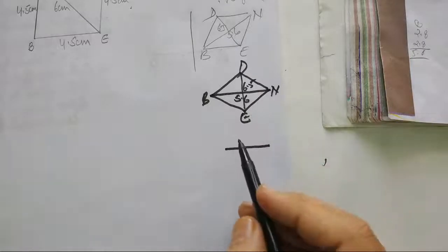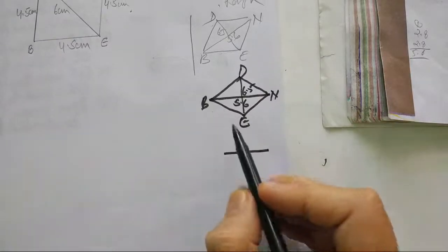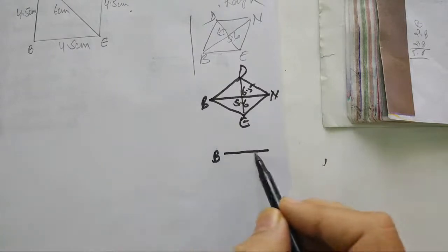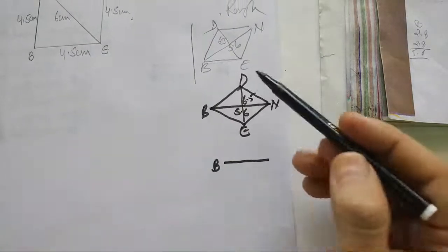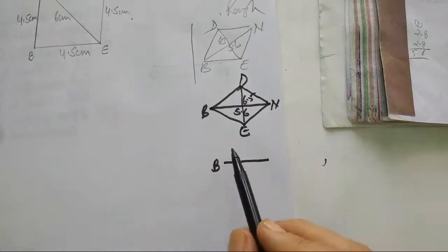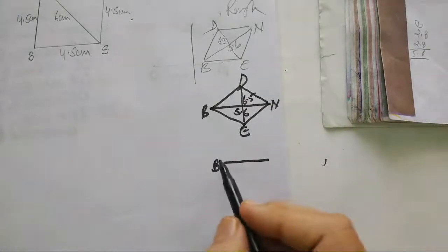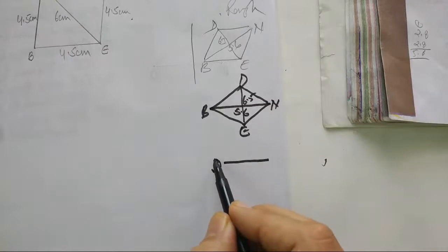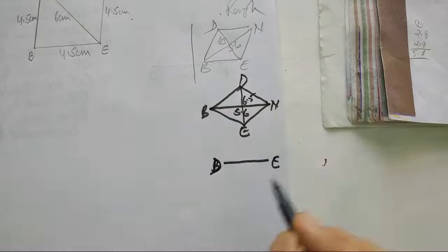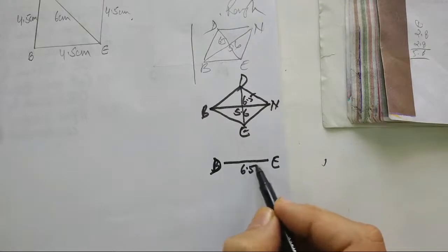Now I will be using the lengths of the quadrilateral, and the diagonal can be given any name, because they have given diagonal BN. So I am taking the diagonal as DE first, because this diagonal is 6.5 and this is 6.5.